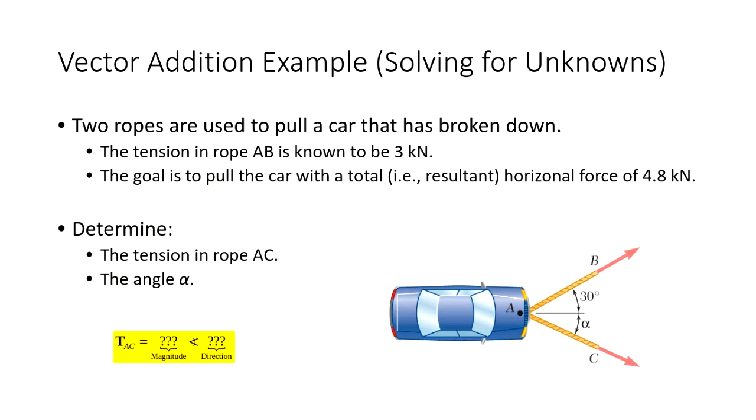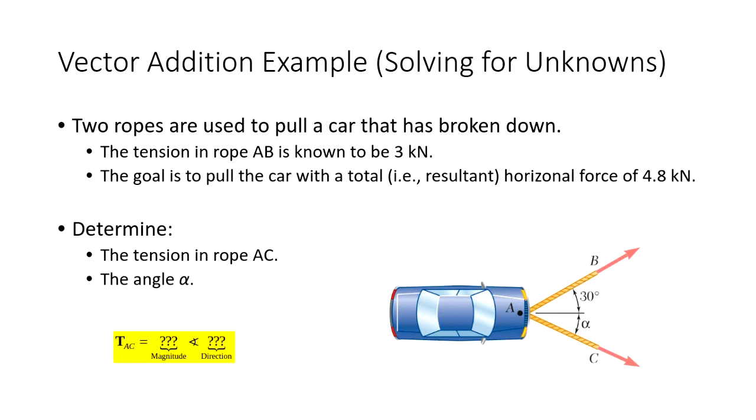So let me give you an example. Again, this isn't going to use any skills that we aren't familiar with. This should just be some rearranging. Let's say I have a car, and that car is being yanked with two ropes, okay? Rope AB and rope BC. Now, what do I know? I know that the tension in rope B is 3 kilonewtons. So if you think of that vector AB, I completely know what's going on in vector AB. I know its magnitude, and I know its direction. I know its orientation.